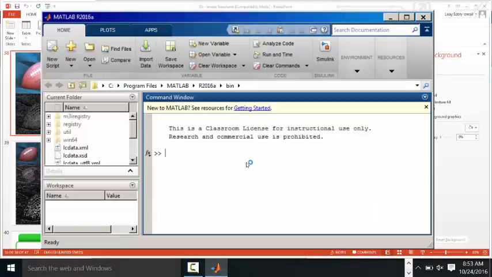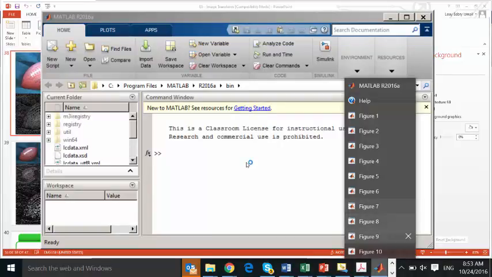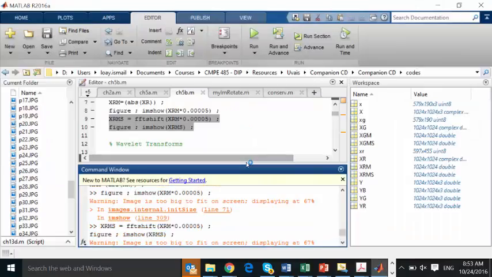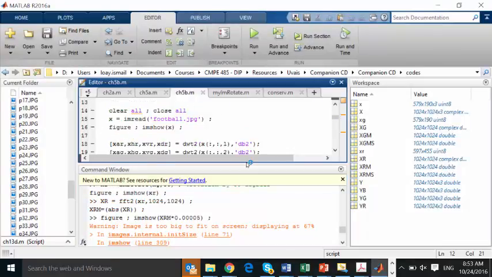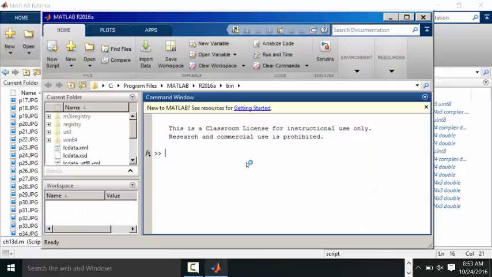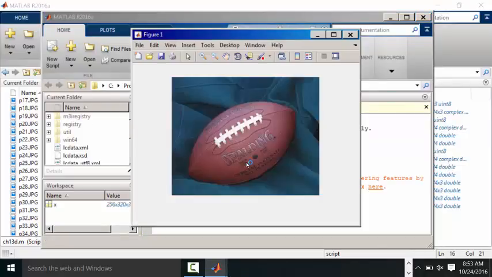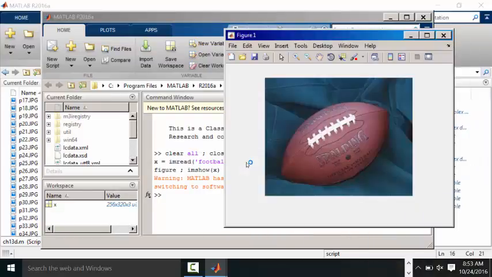Here we have this. Okay, so here I have a problem with my MATLAB. We'll make a copy of this one. Control C. Okay, so this is the image that we will deal with, which is called football.jpg.